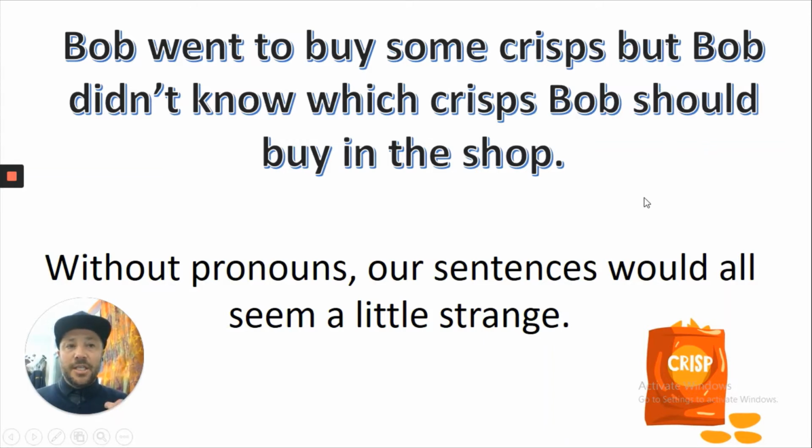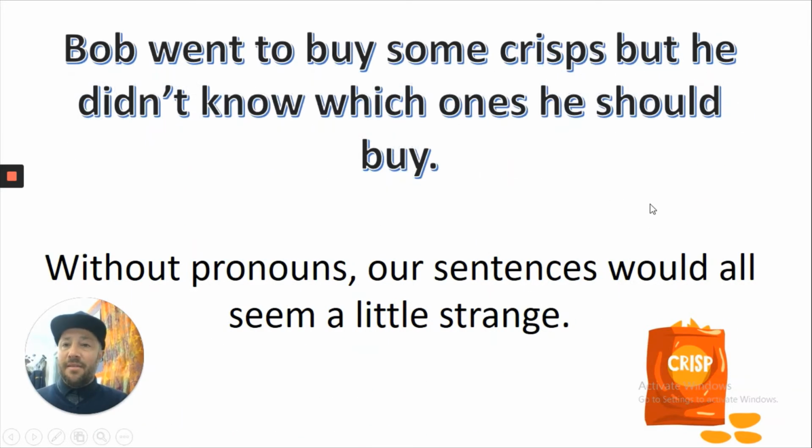So if we change some of the nouns there, if we change Bob, we can even change the word crisps, but we would have Bob went to buy some crisps, but he didn't know which ones he should buy. So we've got here Bob, and then we change Bob to he. So that is the pronoun for the person. And then instead of saying Bob went to buy some crisps, but Bob didn't know which crisps Bob should buy, we've got Bob went to buy some crisps, but he didn't know which ones he should buy.